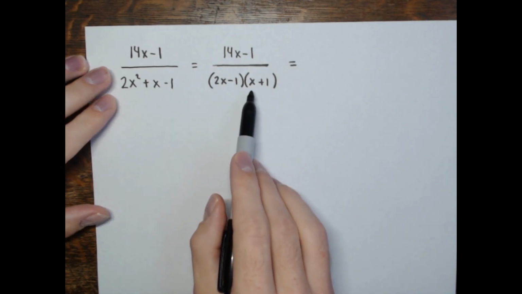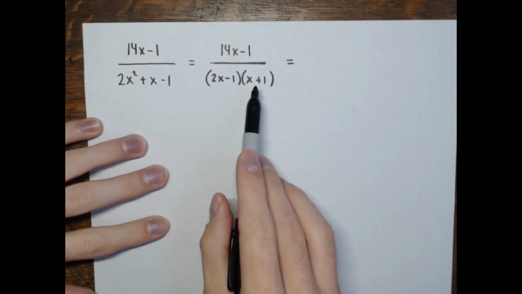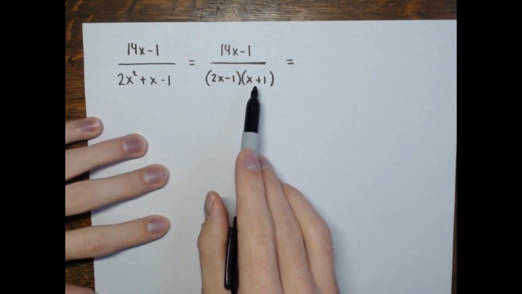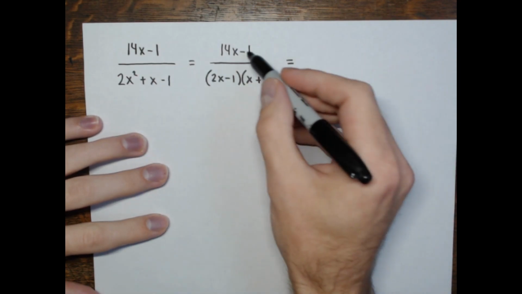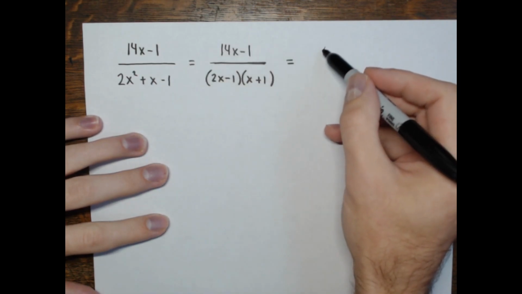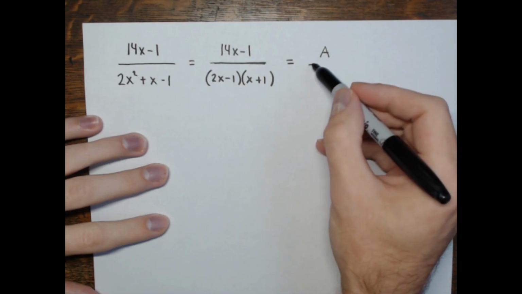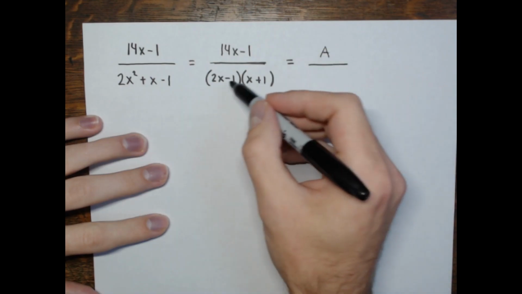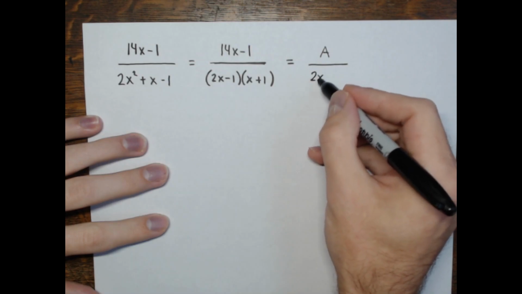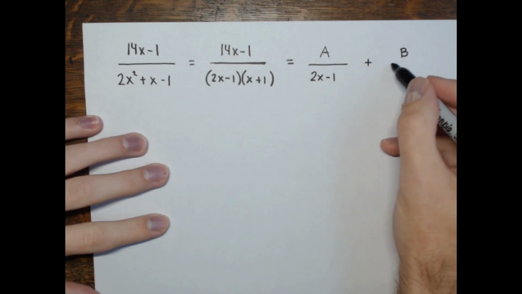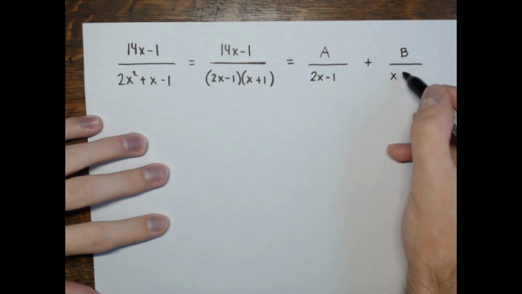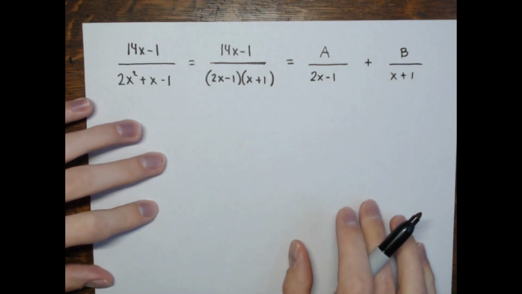So I've factored the denominator into non-repeating linear factors. Then I should be able to express this fraction as a sum of simple fractions: a constant, say A, over 2x minus 1, plus another constant, say B, over x plus 1.